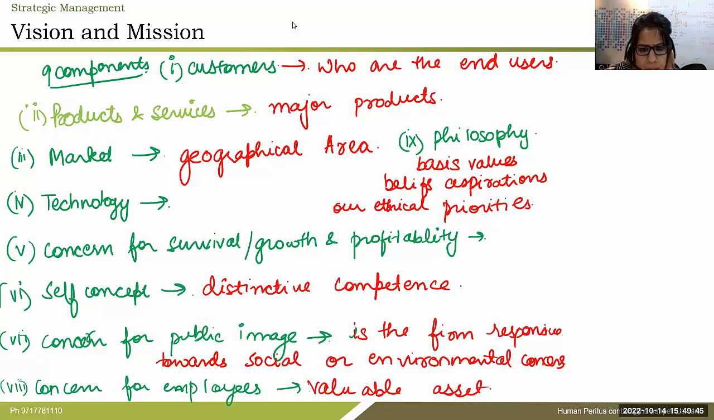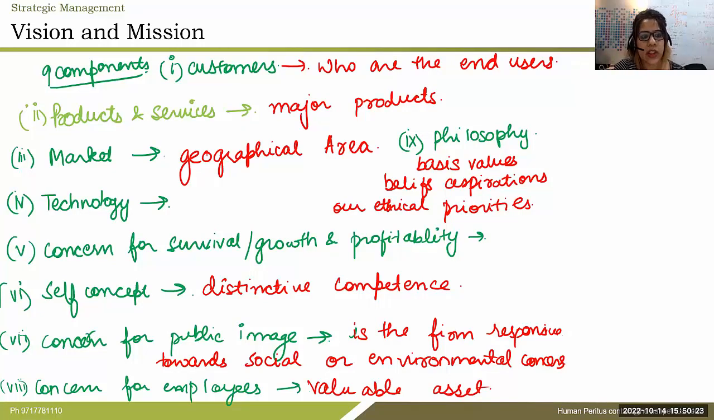"Ma'am, concern for survival is sustainability focus only." Ayaz, I'm not able to understand this question. I hope you know the meaning of sustainability. Sustainability means that you are utilizing the resources so that the resources can be used in the future also, right? This is what you mean, right? Okay.